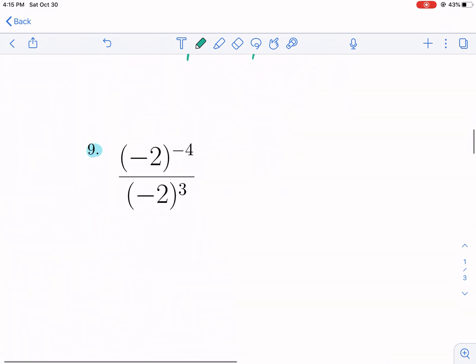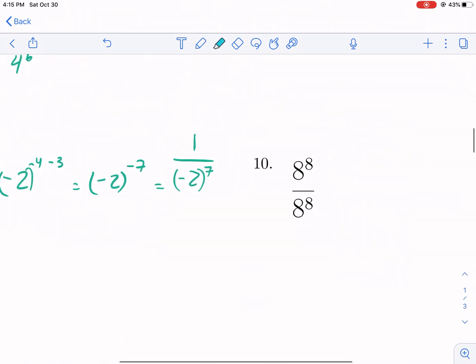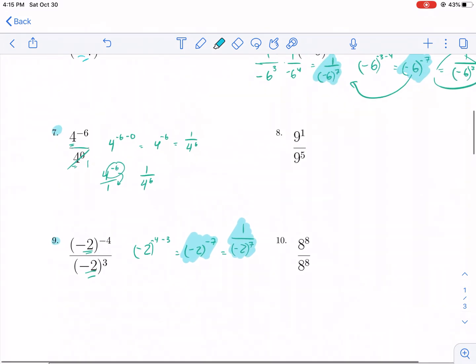This is the bonus one. I'll go ahead and do it. Negative 2 to the negative 4. I'm just going to go ahead because the same base, top and bottom, and then I subtract 3. I get negative 2, parentheses, don't forget my parentheses, to the negative 7, and that would be negative 2 to the positive 7 if we put it under the denominator, because these are the same thing. That's how you work negative exponents. So really, they're not that bad.